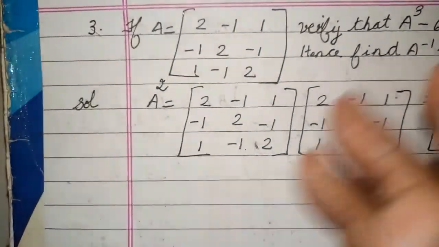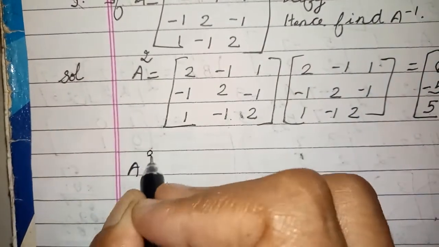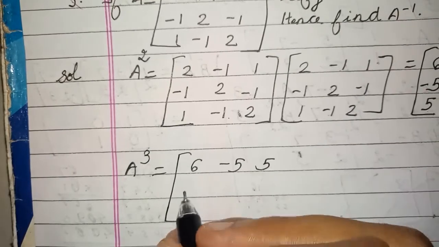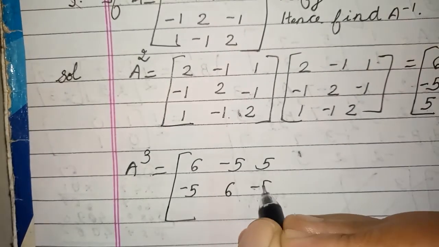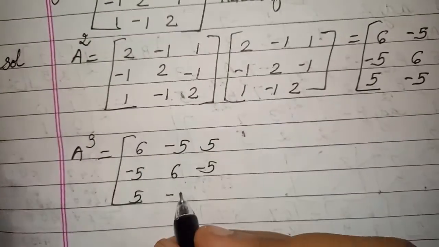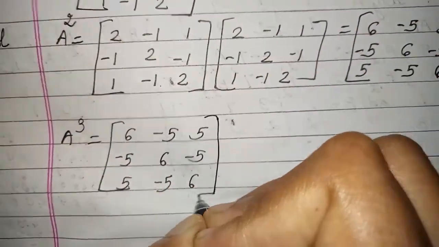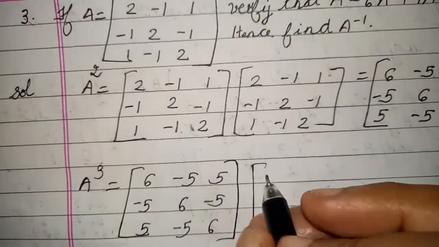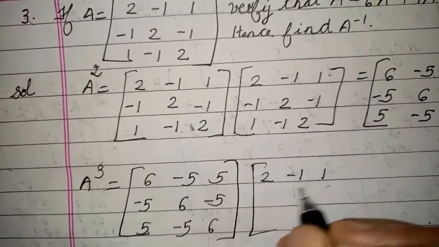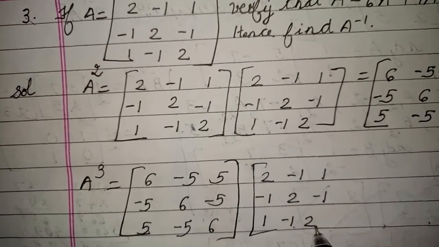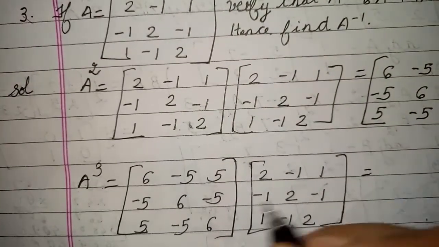Now you have to find a cube. What do you mean by a cube? A cube means a square into a. Copy this. I have just copied this, okay? Into a. What is our a, children? 2 minus 1, 1. Minus 1, 2, minus 1. 1 minus 1, 2. A square into a.